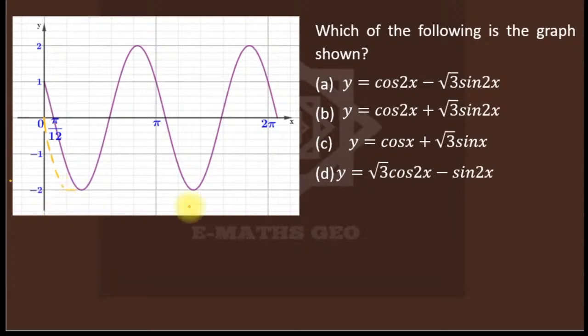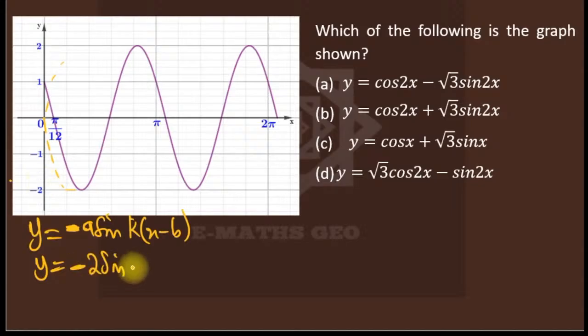Remember, from what I said, the graph of sine is always y equals plus or minus a sine k(x minus b). If it is downward, it is minus a, but if it's up, it's plus a. So the graph of this must be minus a sine, and from here you see that our minus a is 2, so we have minus 2 sine. Remaining k. And how do you get k? We get it using our period.